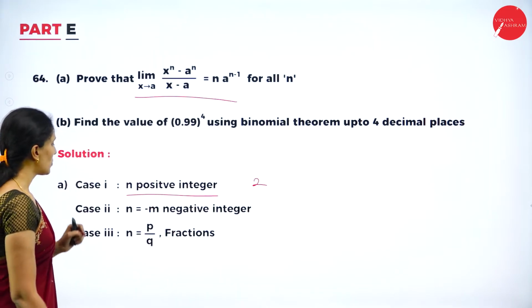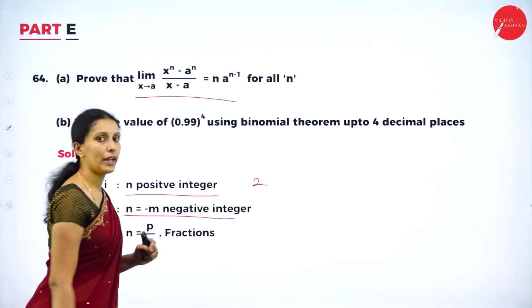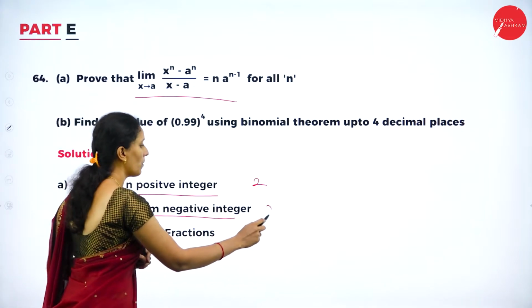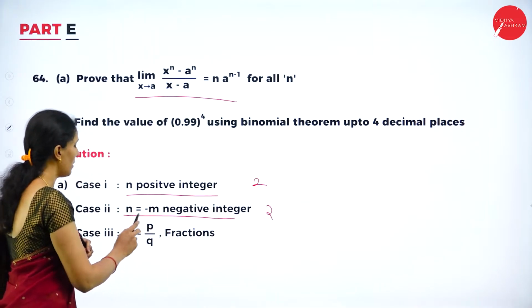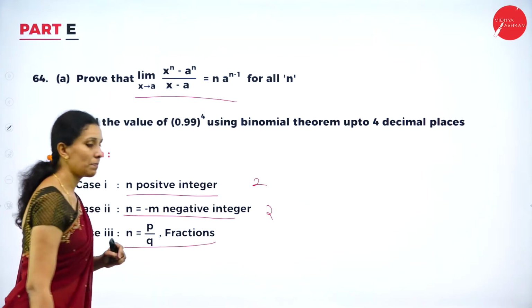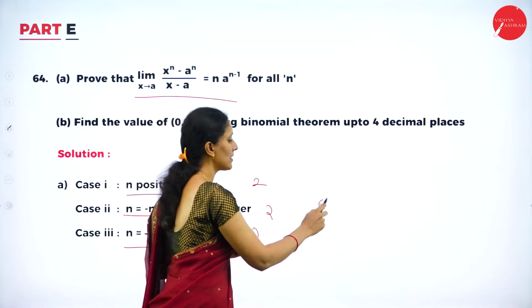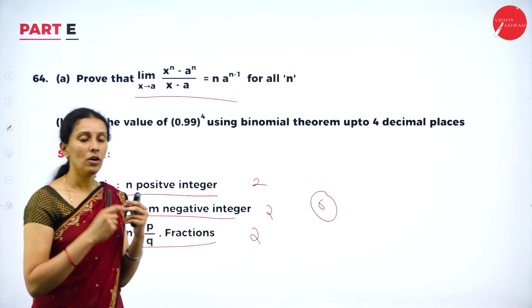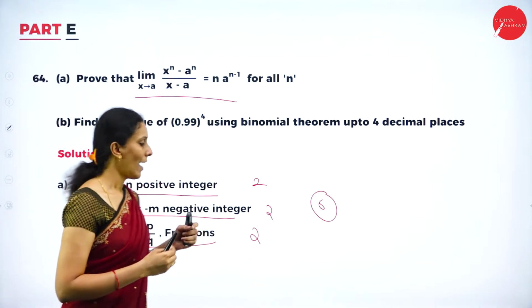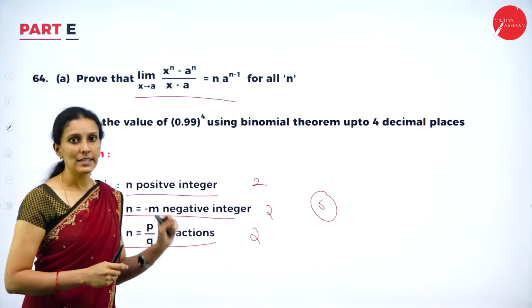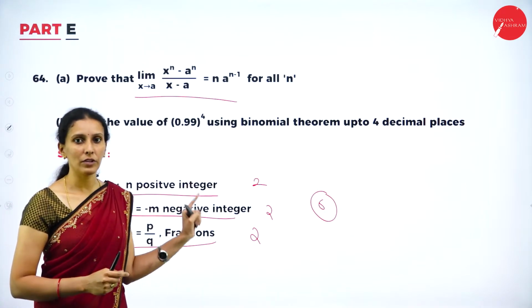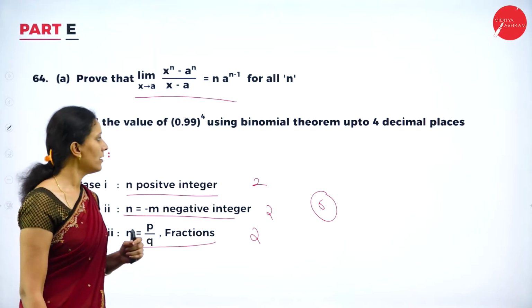And case 2, that is taking m is equal to negative integer, carries 2 marks. And for the same theorem, we have to take n value as p by q, that is also for 2 marks. In total, you will get 6 marks for this theorem. So learn the theorem properly and write all the 3 cases so that you will get 6 marks for this theorem. Now let's see the second one.